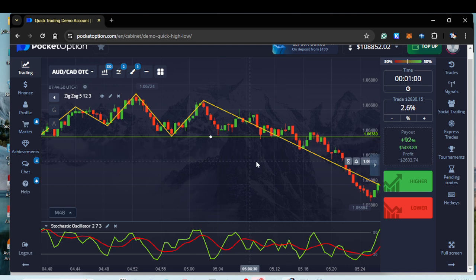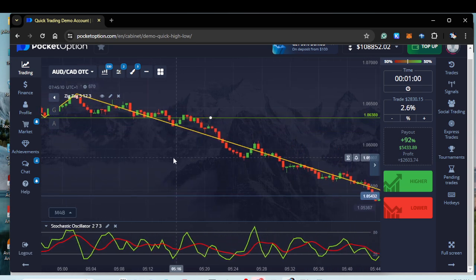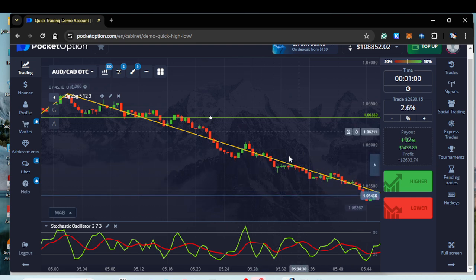But what we're going to be doing now is, once we see that, we know that we are already in a bearish trend. We'll now start looking for only sell trades until the zigzag gives us another high and low. But if the lines are still straight, we know that we are in a bearish trend.